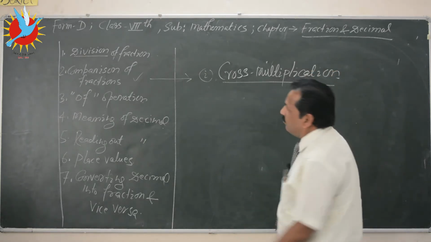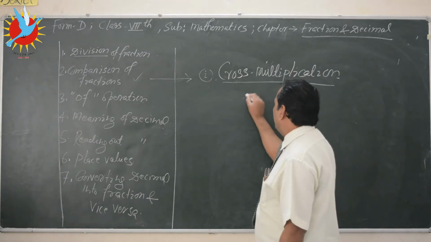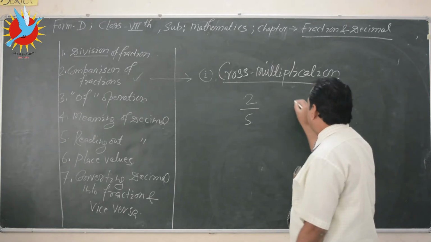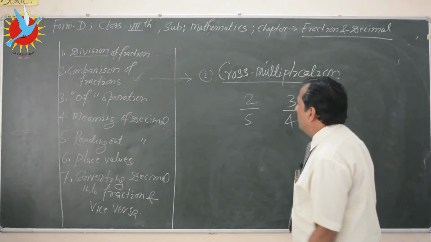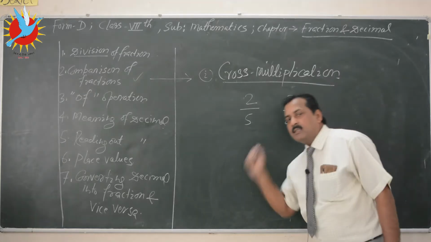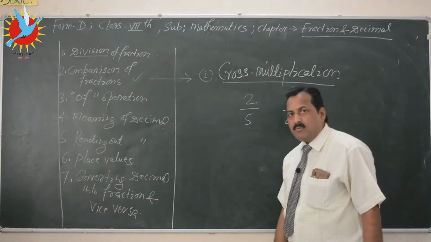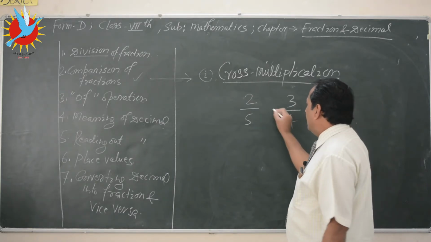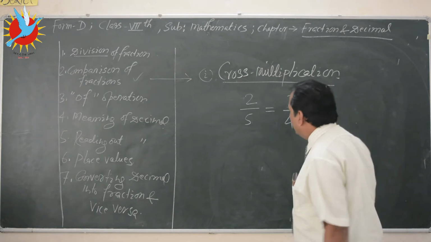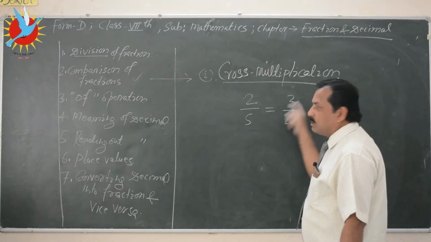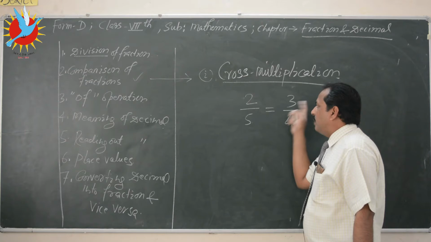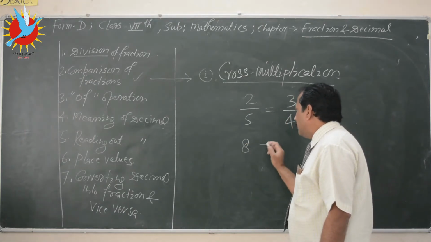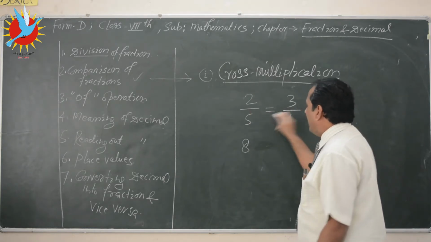Suppose we want to compare 2 by 5 and another fraction 3 by 4. So 2 by 5 and 3 by 4, which one is the greater fraction, which one is the smaller fraction? If we want to compare, then do cross multiplication. Let us put the sign, 2 by 5, then cross multiplication, you are aware, corner to corner multiplication. So this is 4 2s are 8, and this one is 5 3s are 15.